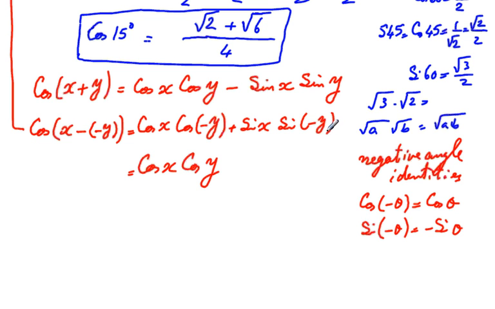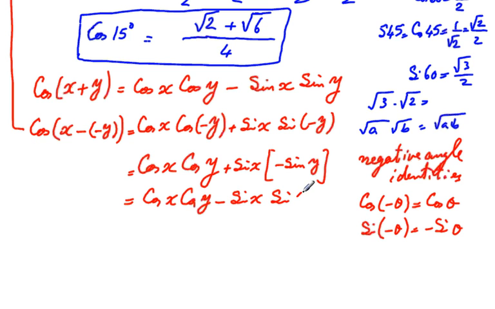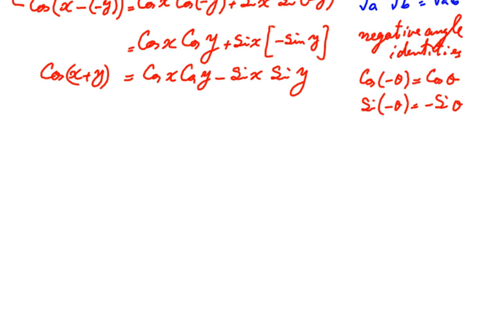This identity, I come here, says sine of negative, negative survives, comes outside. So sine of negative y, I will write it sine of x times minus sine of y. That minus comes out. Now I bring it all up front. It becomes minus sine of x, sine of y. So this is our identity number 2. Cosine of the sum of two angles.